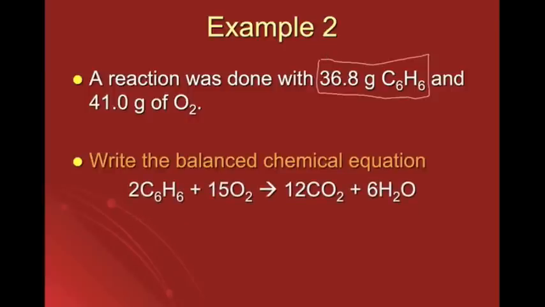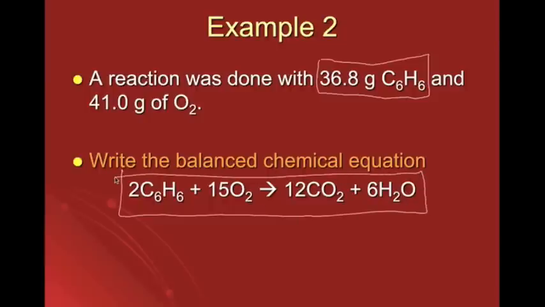Now, first thing we have to do when we're looking at this reaction is write down the correct balanced chemical equation. And we've done that below. We have 2 moles of C6H6 plus 15 moles of oxygen produces 12 moles of carbon dioxide and 6 moles of water. Now, we'll make sure we write this down because we're going to need this equation as we move through our problems.